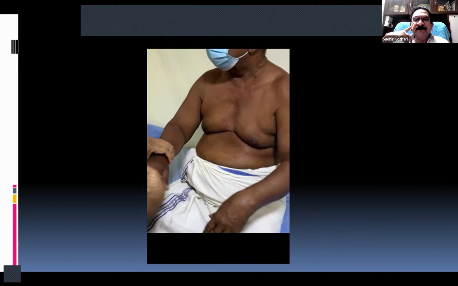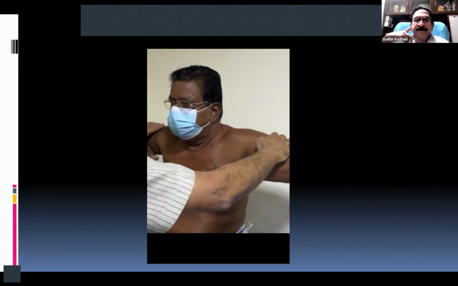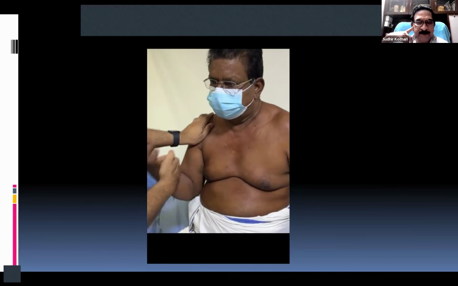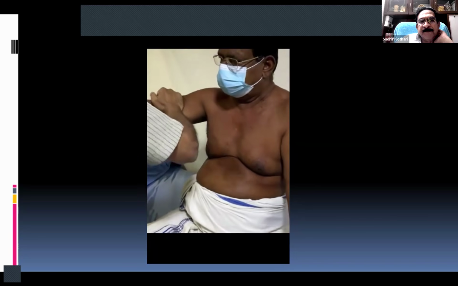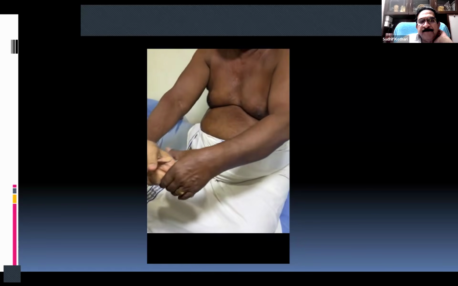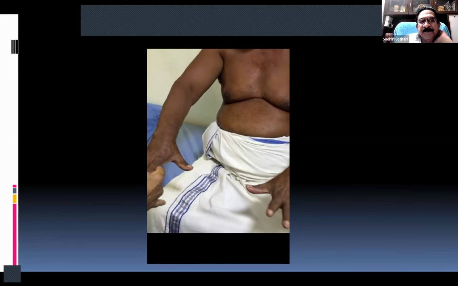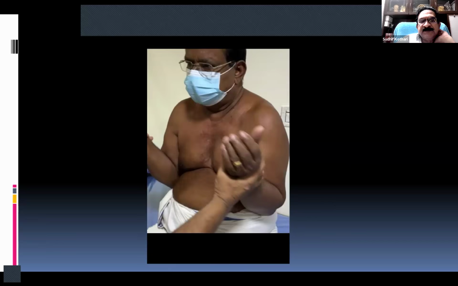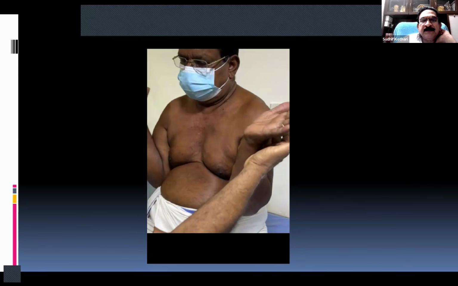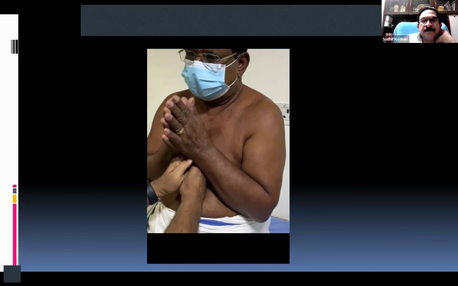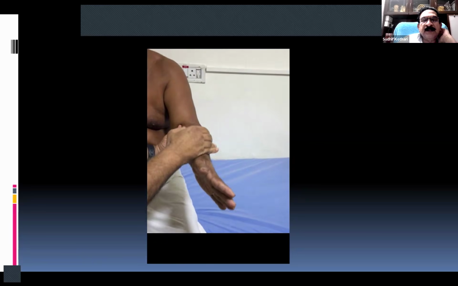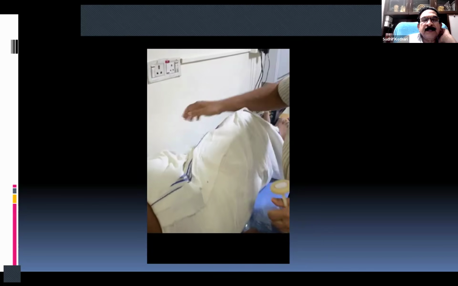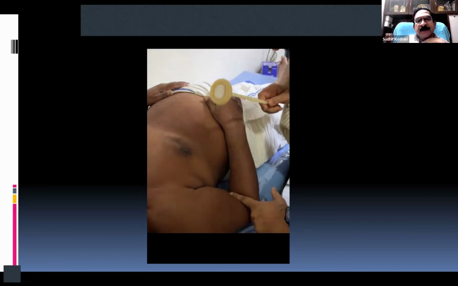Examination: tone and power are normal. Even the biceps power was normal. Other muscles normal. Left biceps.